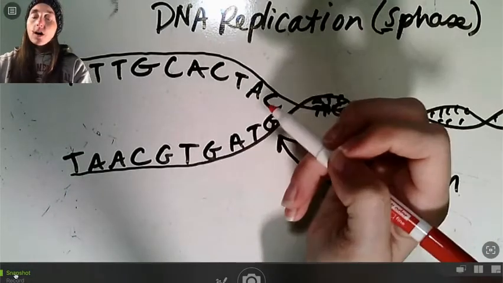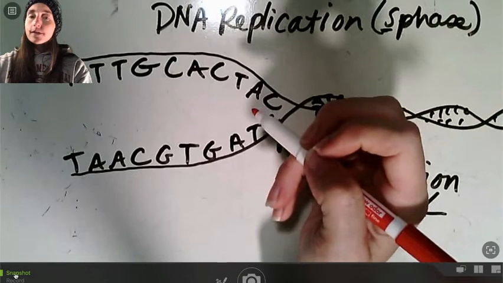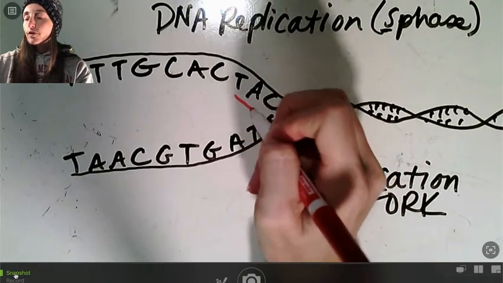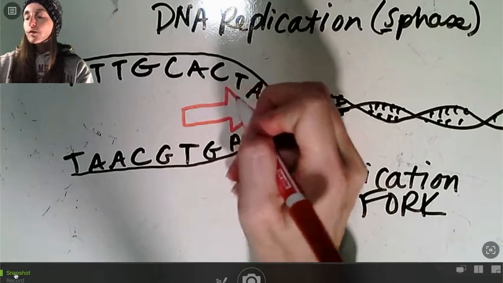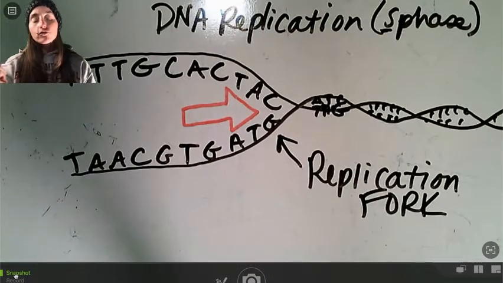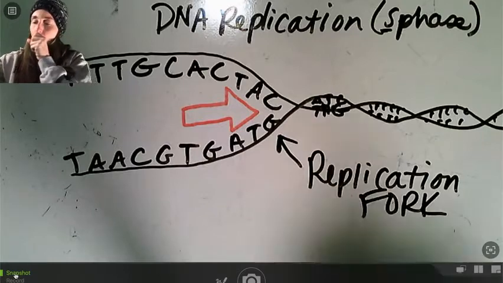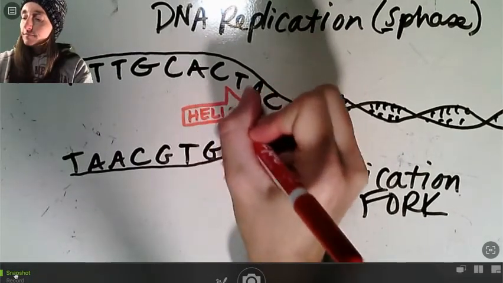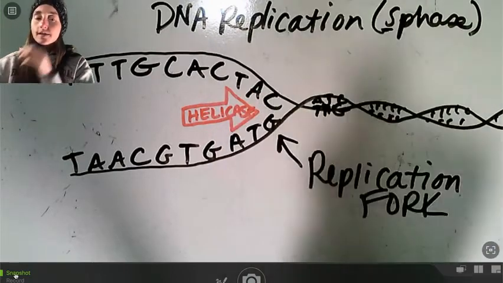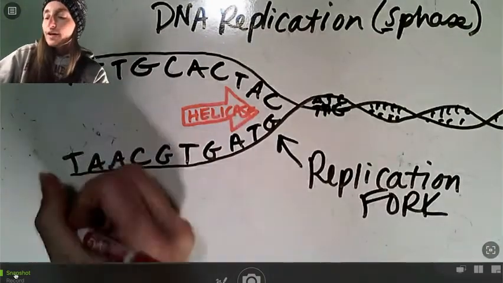I like to draw my enzymes as little shapes. They don't really have this shape; they're like a blob. But I'm going to give this one the shape of an arrow because that helps me realize that it's actually moving in that direction. So this is helicase. Notice they all end with -ase because they are enzymes. So, helicase.